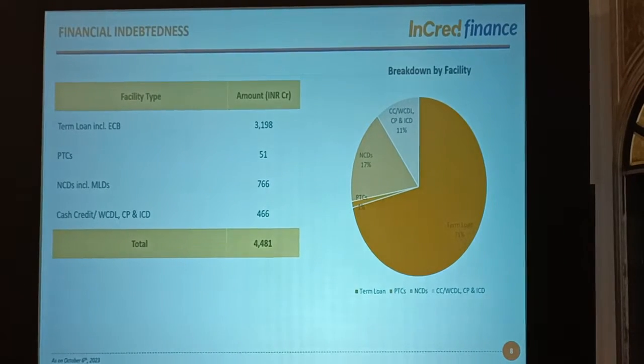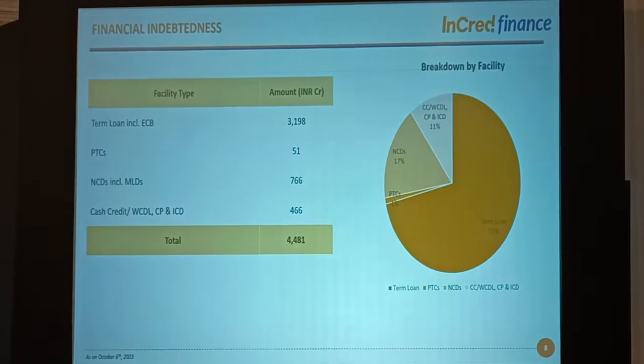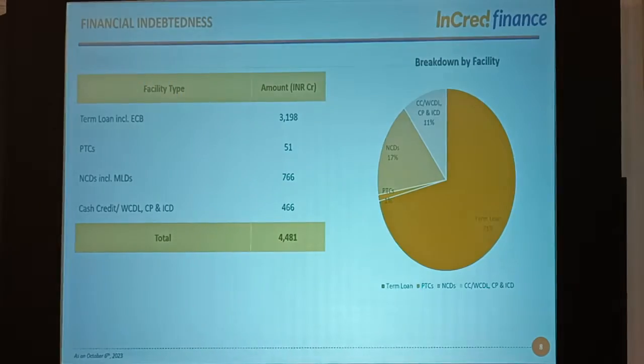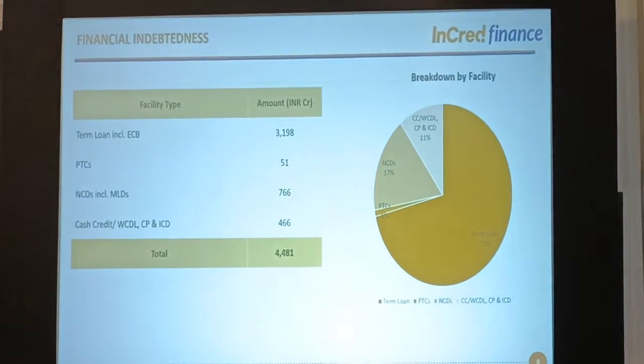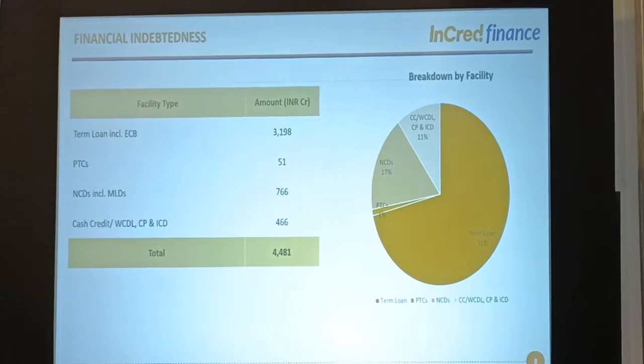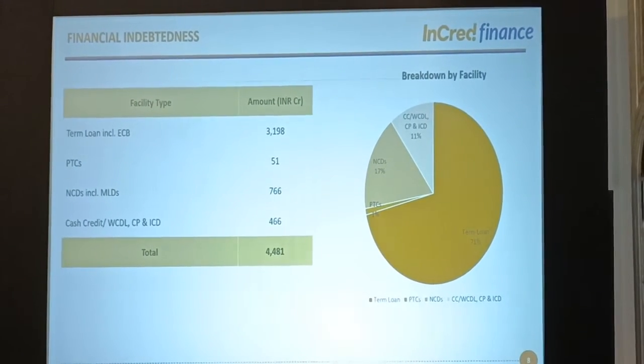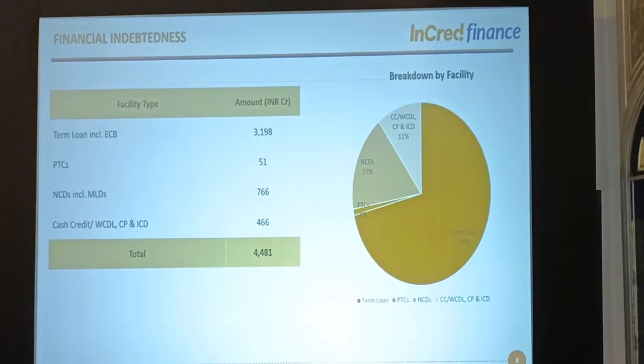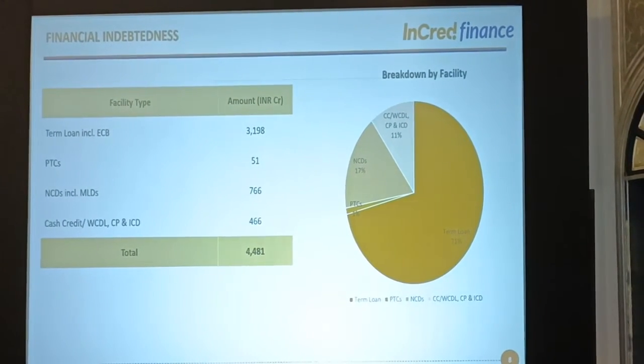the number when we filed the prospectus. If you look at breakdown by facility, you have term loans, which is the large part, which is the long-term liabilities. So typically most of our liabilities you would see from banks would be in the range of 4 to 5 years. Then you have NCDs and MLDs, which would be typically 18 to 36 months. That is the capital markets.